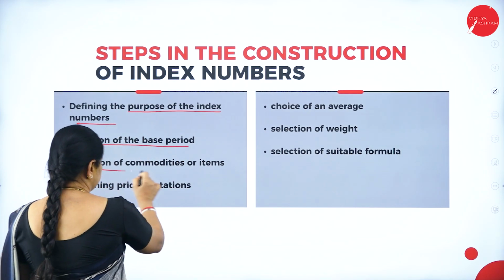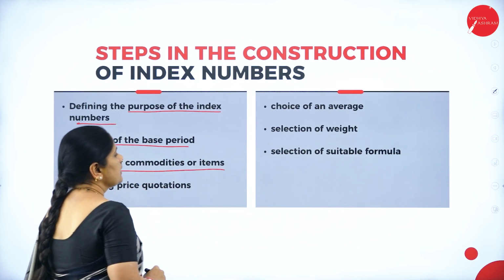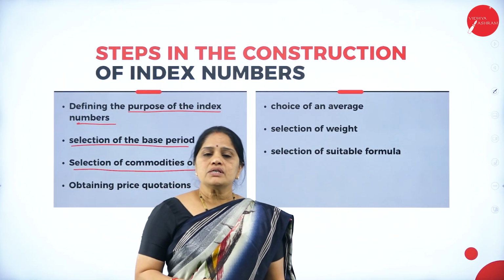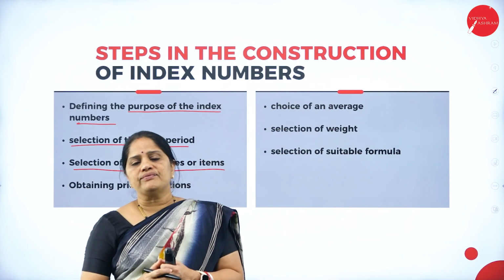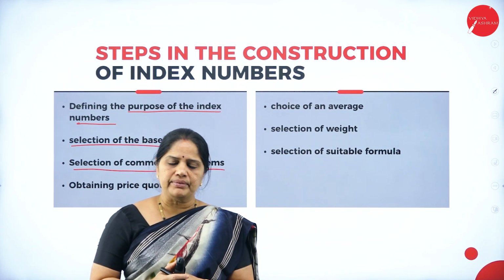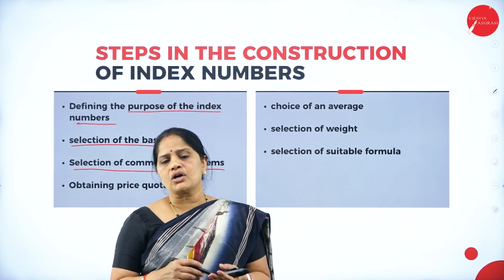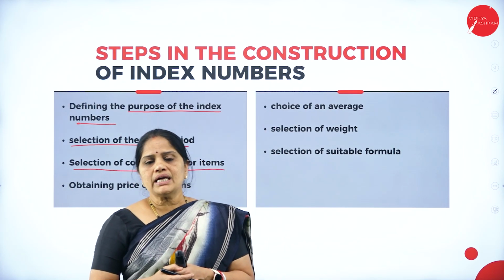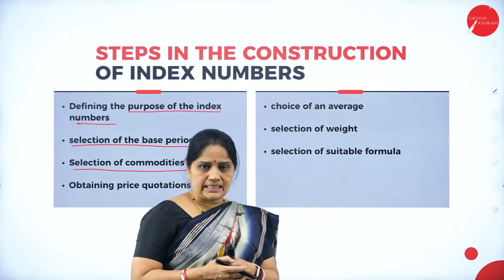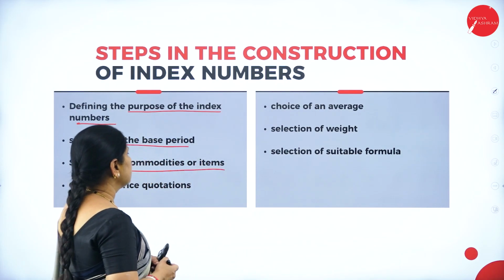Then, the next one is selection of commodities or items. What are the items for which you have to calculate the index numbers? Whether it is rice, wheat, pulses, milk, dal, cloth, etc. What kind of items will you be selecting? We have to make a list of that.